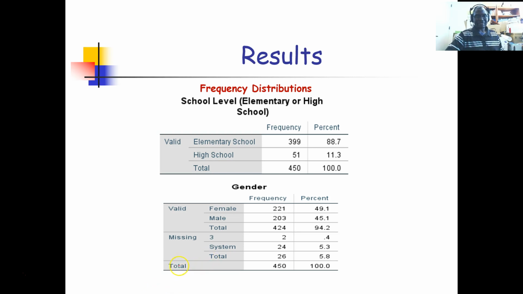The descriptive statistics that we have here, we have frequency distributions. This was the school level. We had 399 students coming from elementary school, which is equivalent to 88.7% of the total sample. And then the high school students, they were 51, which was about 11.3% of the total sample.